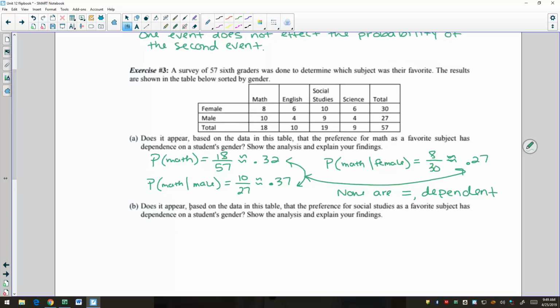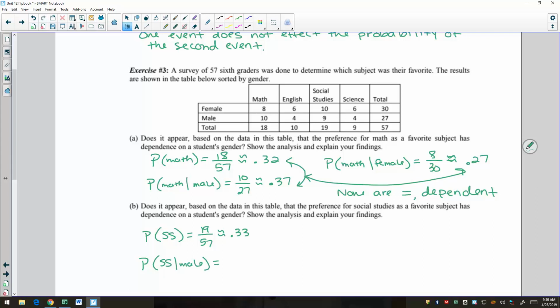It says, does it appear based on the data that the preference for social studies as a favorite subject has a dependence on a student's gender? So we're doing social studies this time. First, let's check the probability that any student liked social studies, whether they were boys or girls. There were 19 out of 57 total, which is approximately 0.33. Now let's see the probability that somebody liked social studies given that they were a boy. So we're only looking at the boys this time.